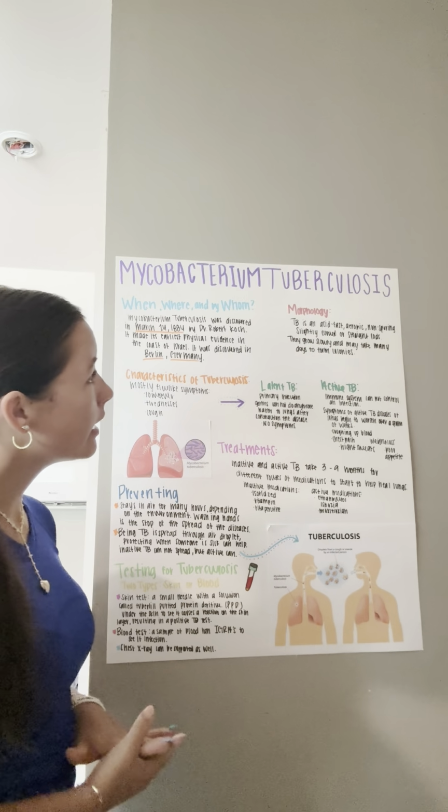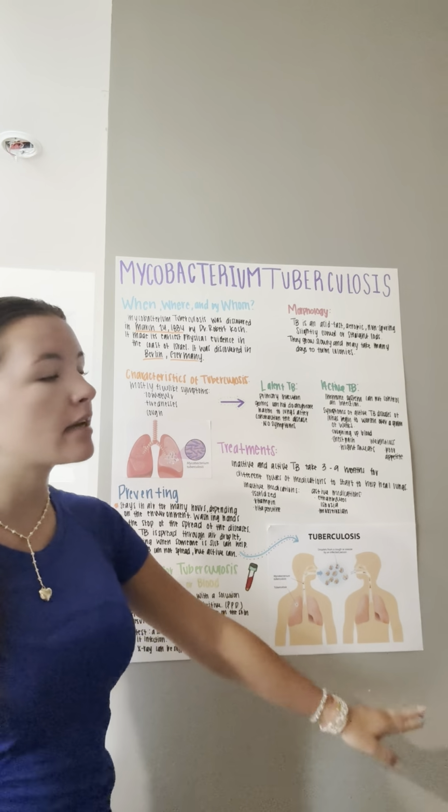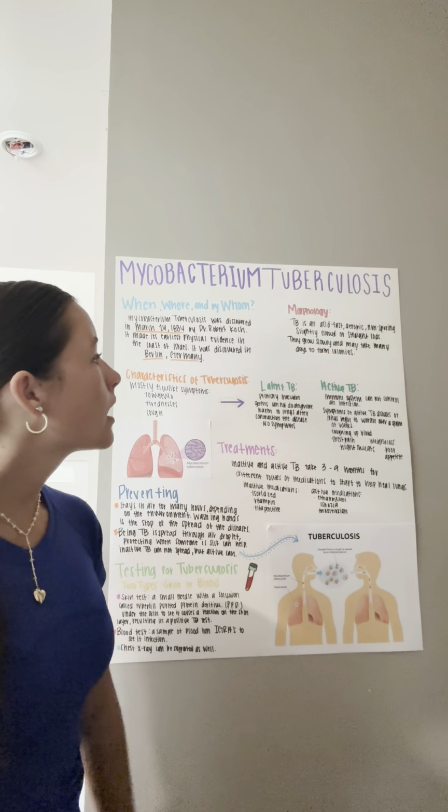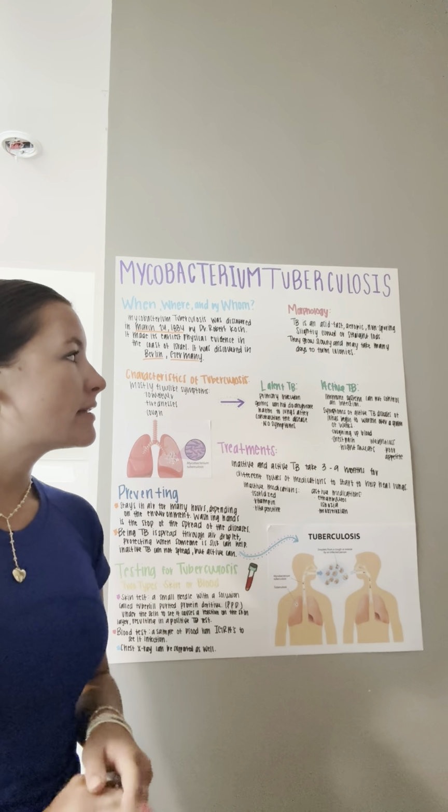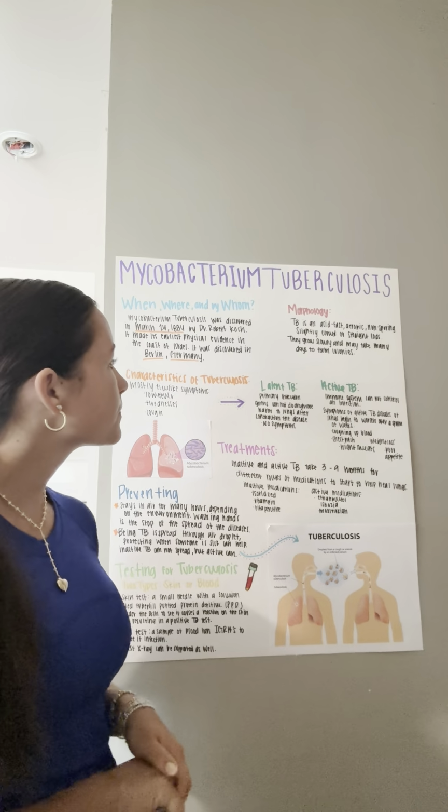And the pathogen of tuberculosis is an acid-fast, aerobic, non-sporing bacillus. It's slightly curved or with straight rods, as you can see here, and also it shows here as well. They grow pretty slowly and may take many days to form colonies.